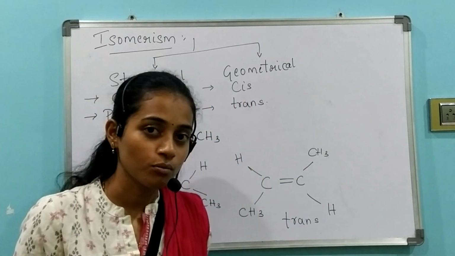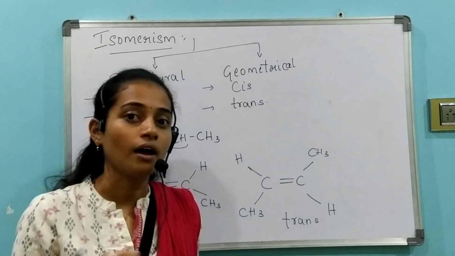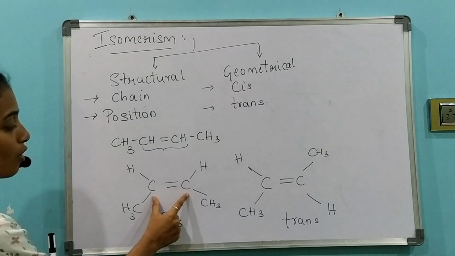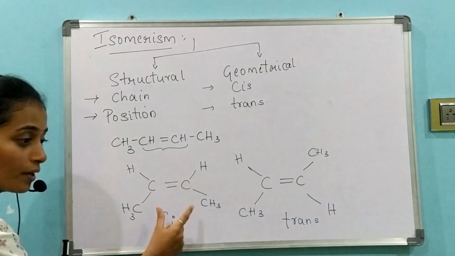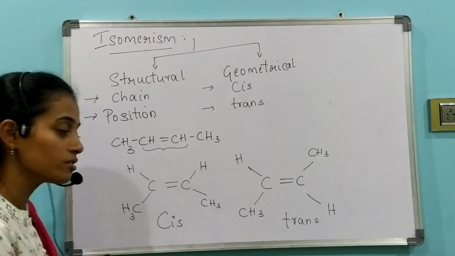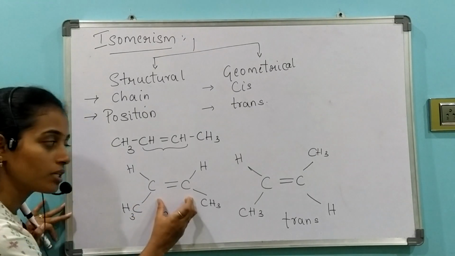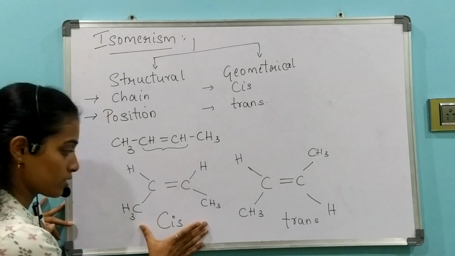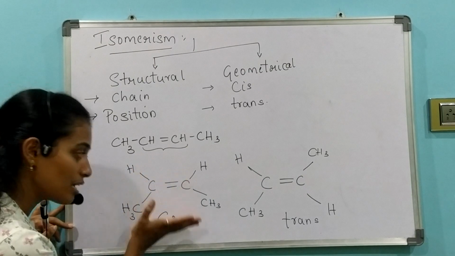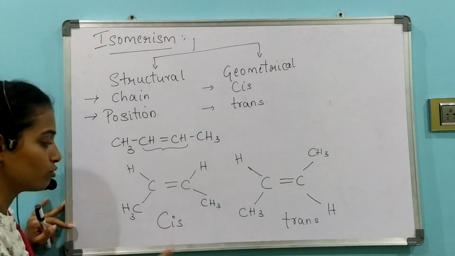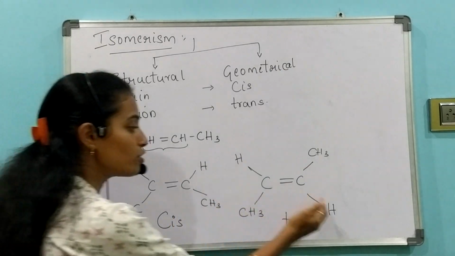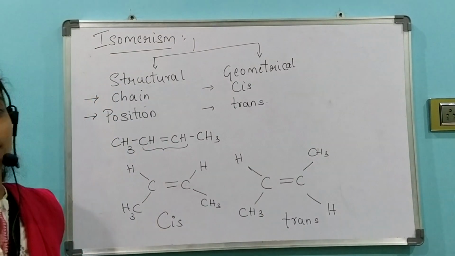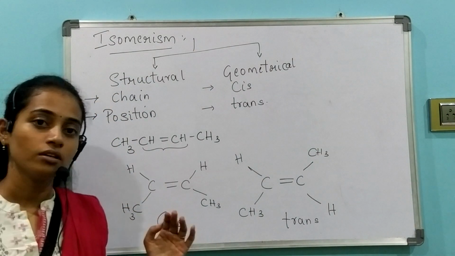What are geometrical isomers? Different spatial arrangement of the atoms or the groups across the carbon-carbon double bond, you call them geometrical isomers. If the same groups are present on the same side of the carbon-carbon double bond, you call them cis. If different groups are present on the same side of the carbon-carbon double bond, you call it trans. This is all about nomenclature and isomers.